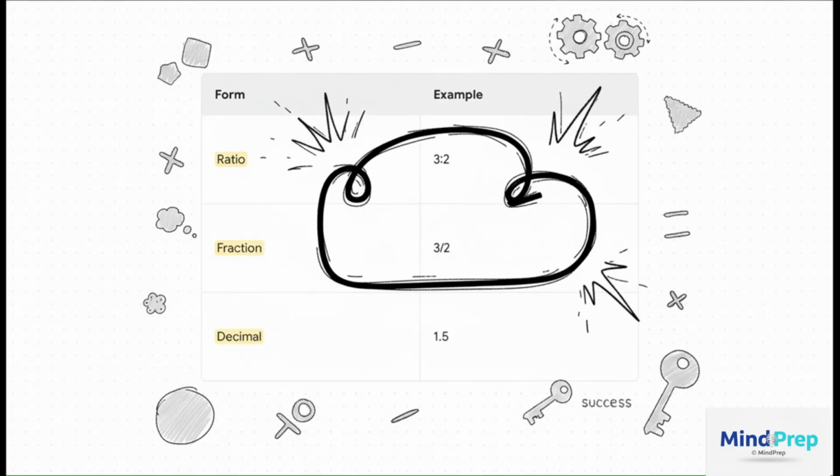Think of these as just different languages that are all saying the exact same thing. A ratio of 3 to 2 is identical to the fraction 3 over 2, which is, you guessed it, the same as the decimal 1.5. Getting super comfortable with switching between these is probably the first, biggest key to unlocking these questions.